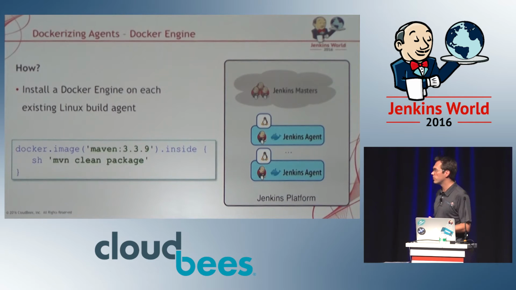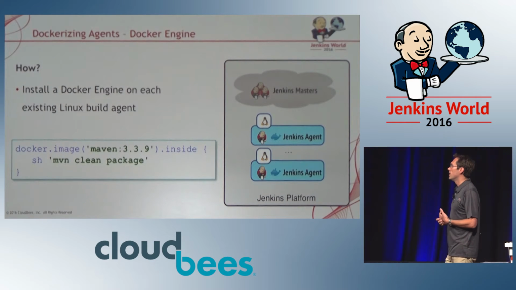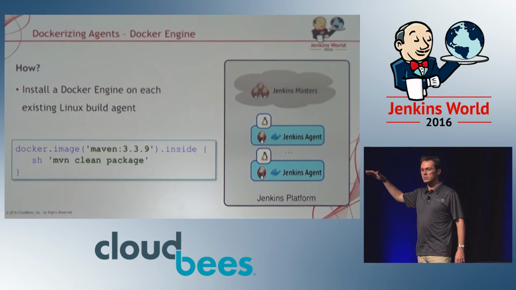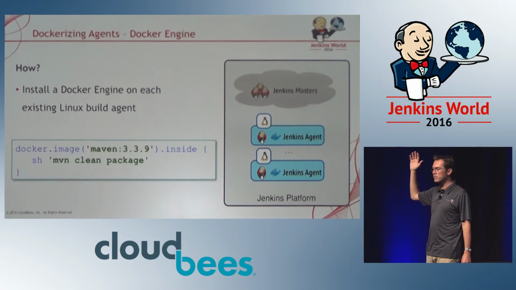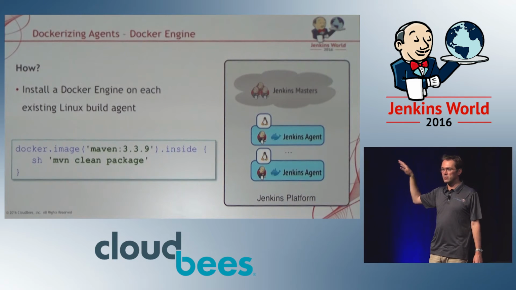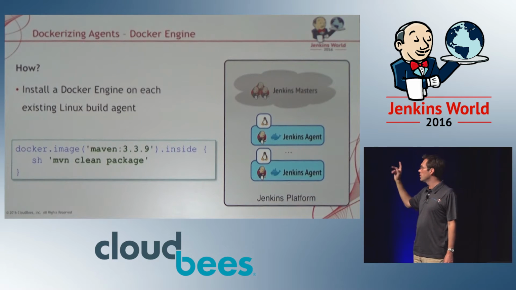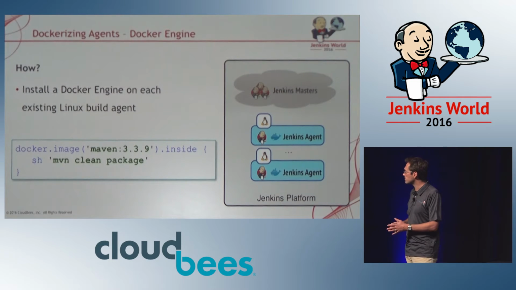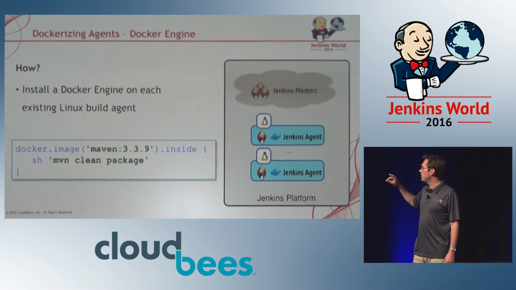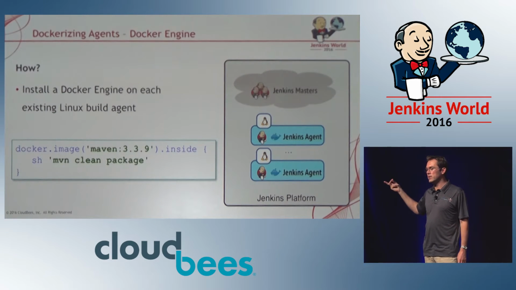First one is Docker engine. Here, I like this solution. It's very simple. I take my Linux agent. It can be Ubuntu, CentOS, RHEL, and I will just install a Docker engine on it. So apt-get install docker or yum install docker, things like this. And very quickly, I will be able to transform my infrastructure.